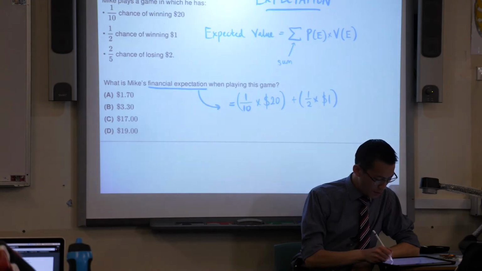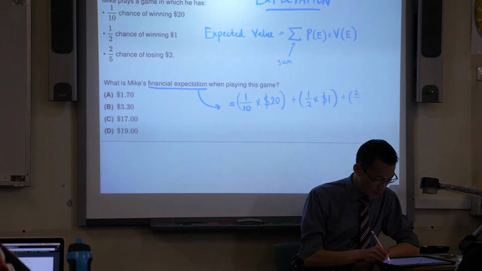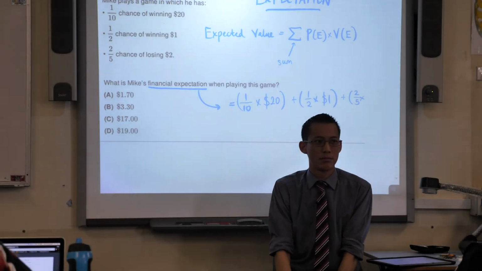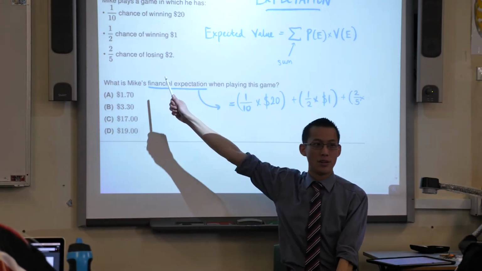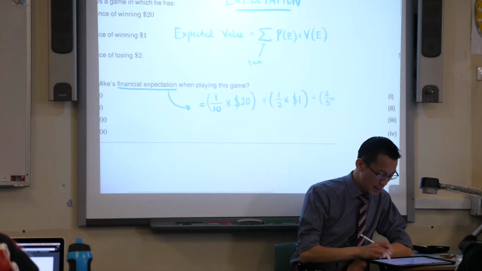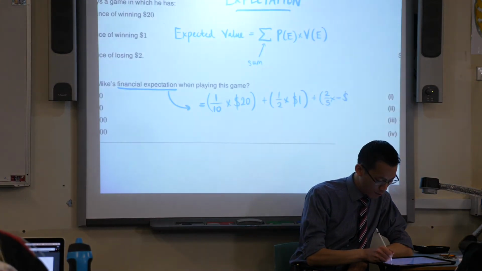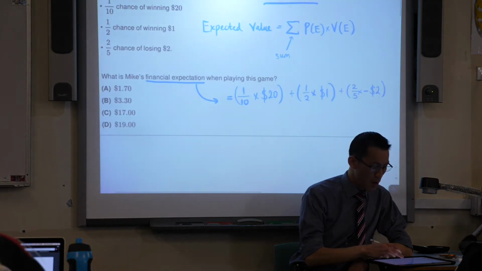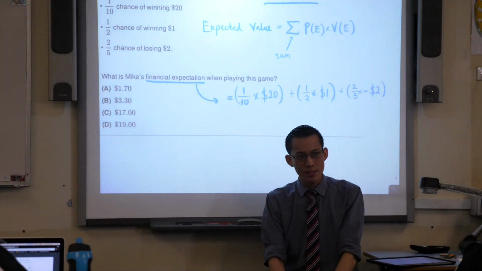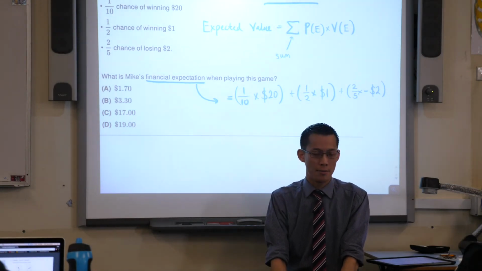Here comes the last one. The probability is 2/5. Now just watch out here. The value of this last thing is not $2. It's losing $2. So we have numbers for this. We would say these are negatives. So this is actually multiplied by negative $2. So the financial expectation bakes into it, yes, there is a chance that you'll lose out of this game, right?